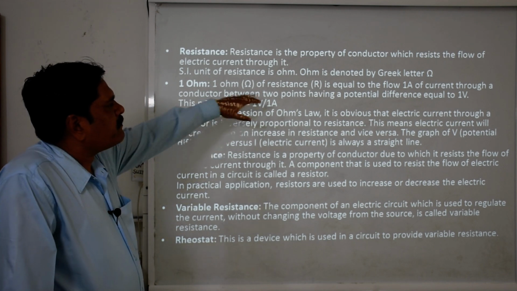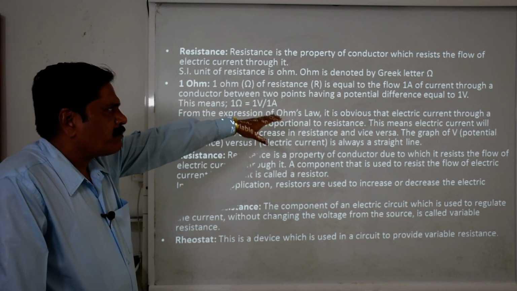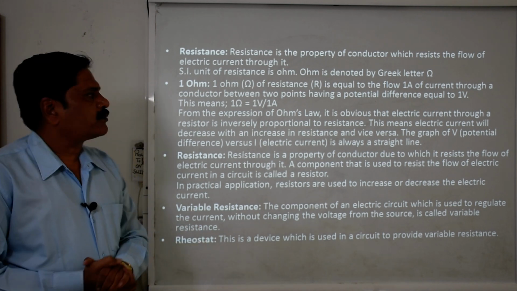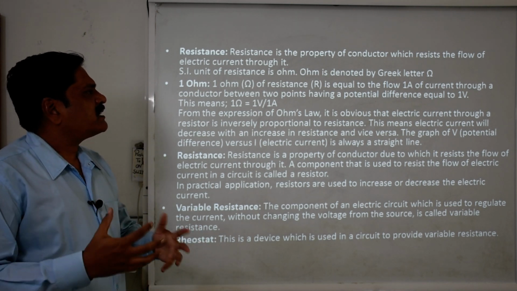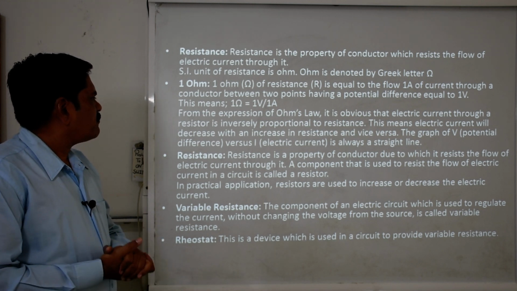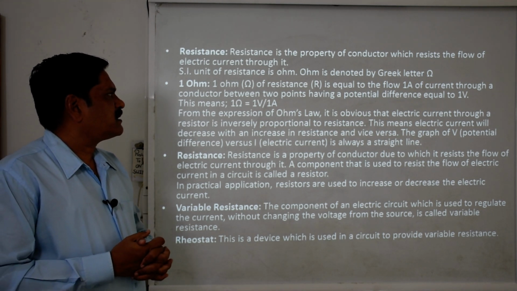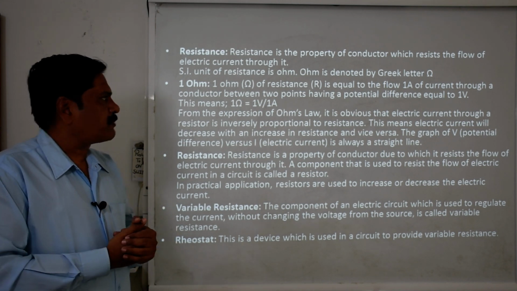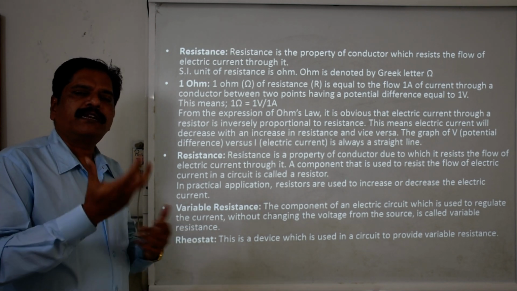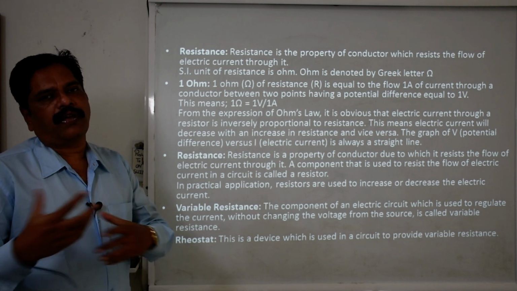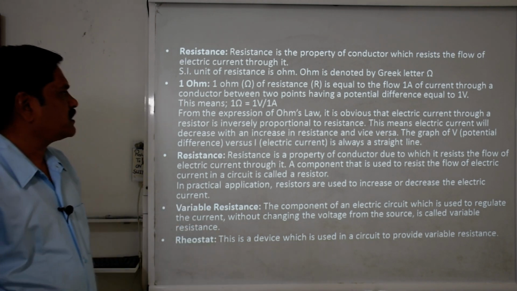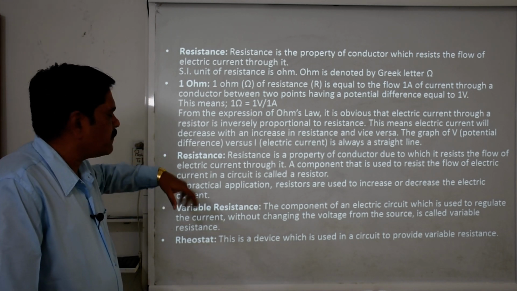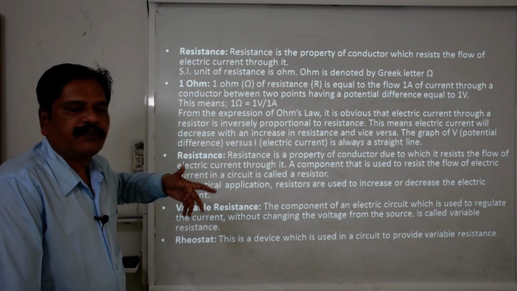So from the expression of Ohm's law, it is obvious that the electric current through a resistor is inversely proportional to the resistance, and this means the electric current will decrease with an increase in the resistance and vice versa. As you know, these are inversely proportional. So if the V increases, then surely I will decrease, or if the I increases, then the resistance will decrease. Otherwise, there is a direct relation between V and I.